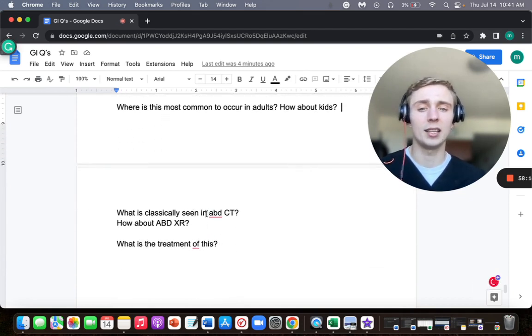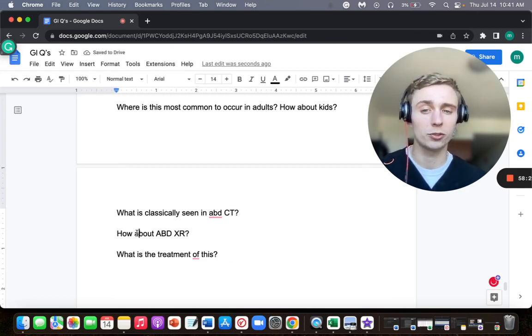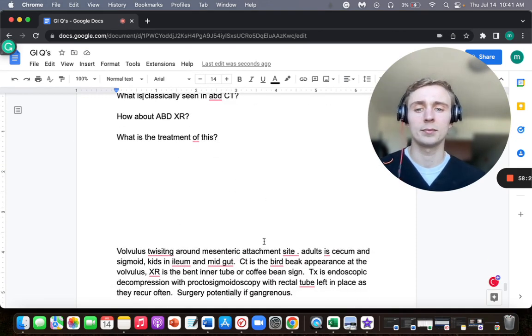What is classically seen on abdominal CT in this condition? How about abdominal X-ray? And what is the treatment? So a few things here. Treatment, abdominal X-ray, you're going to see different things than the abdominal CT. And where is it in kids and adults?